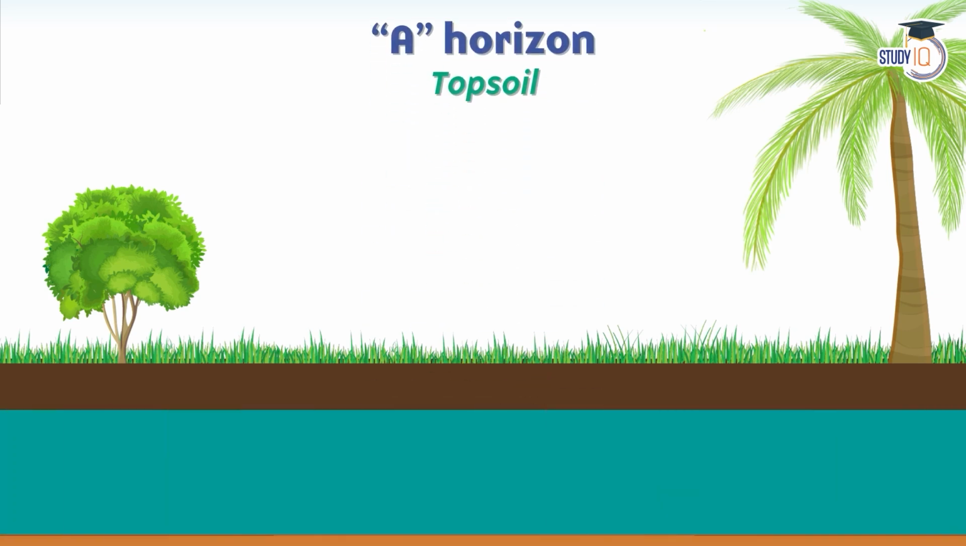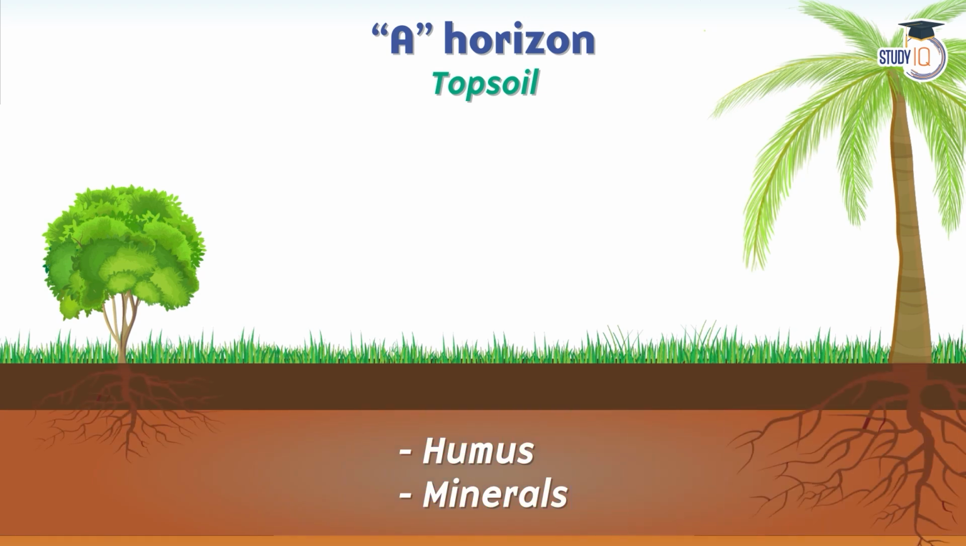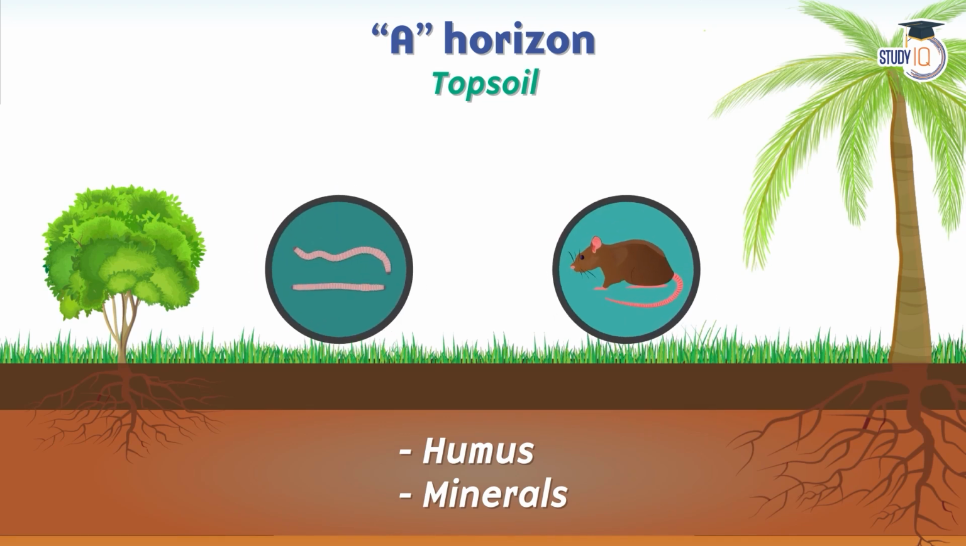This layer generally consists of humus and several minerals. That is why plant roots grow well in this layer. Not only this, but also organisms like little worms and even a few types of rodents can occupy this layer. It is this layer which is a home for many organisms.